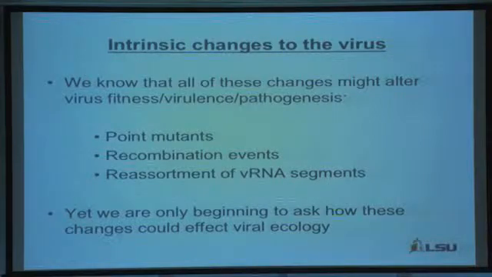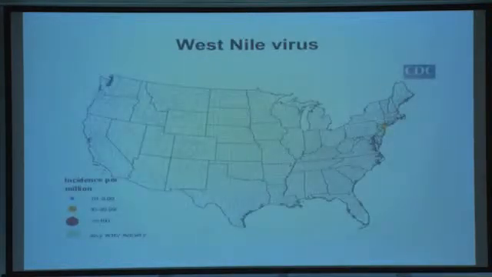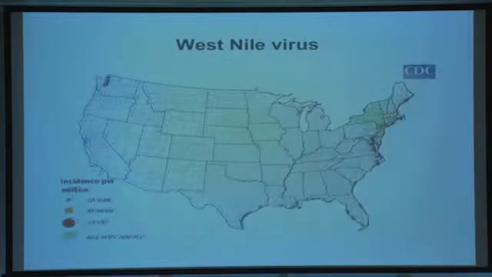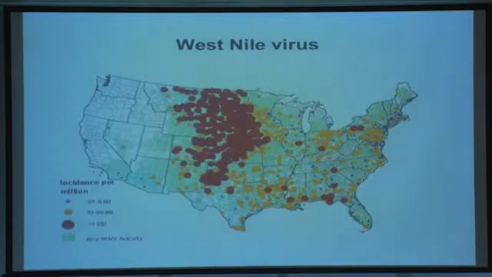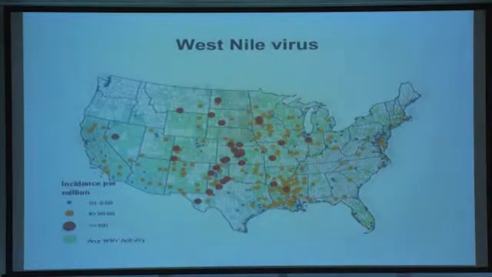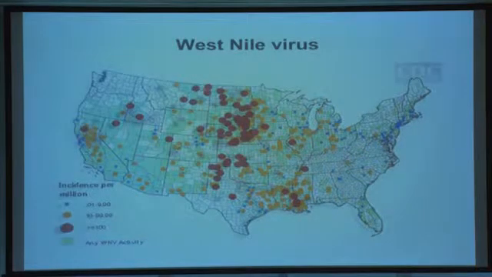Despite kind of knowing that these things are happening, we're really only starting to ask what the role is of these sorts of intrinsic changes on transmission ecology and efficiency. So one example of where this was noticed and may have had a role was West Nile virus. It, of course, was introduced in '99 in New York City, and over the next few years spread all the way across the United States.